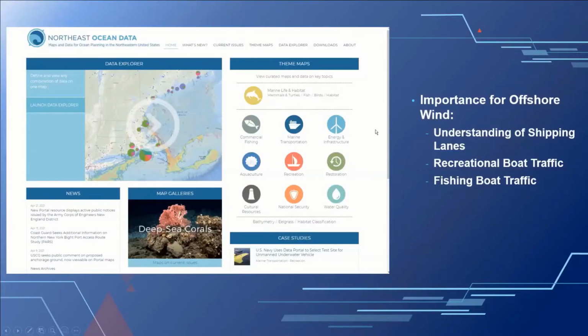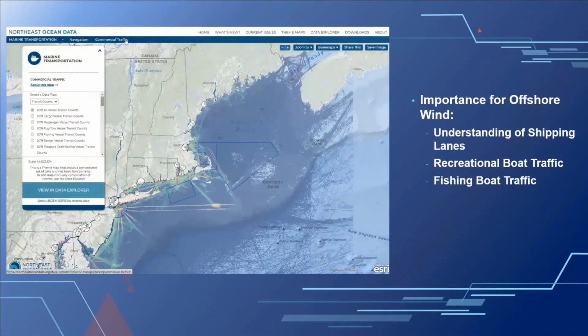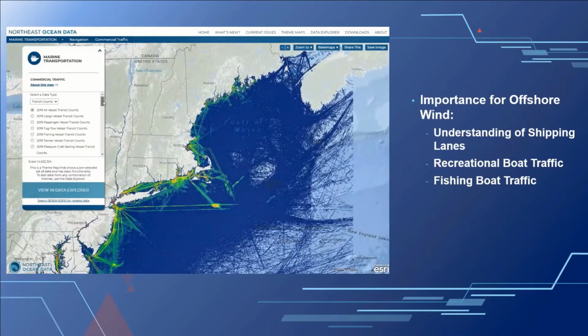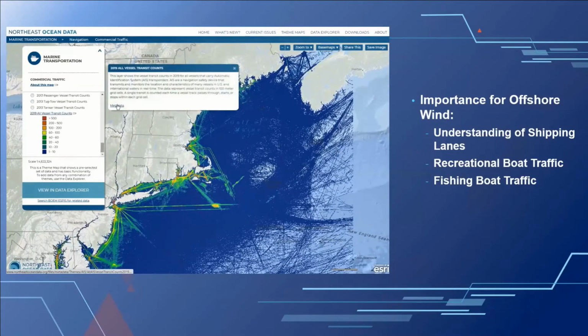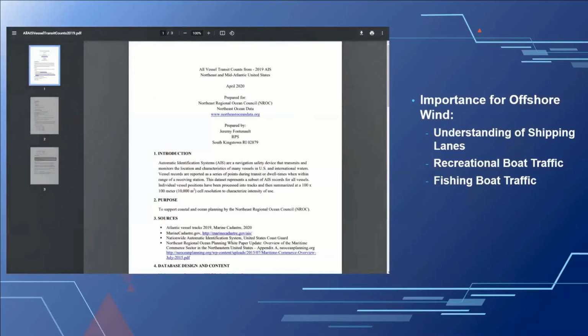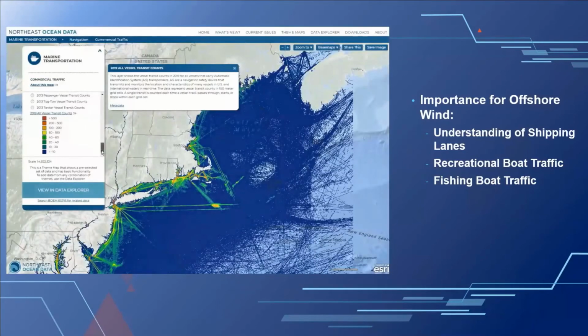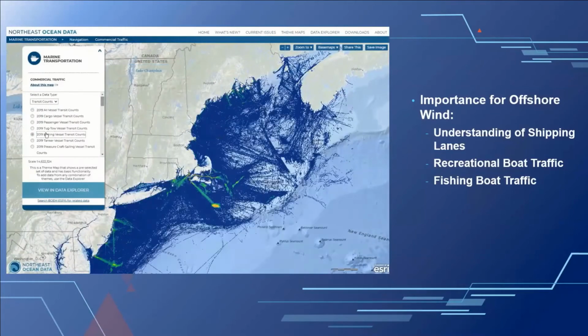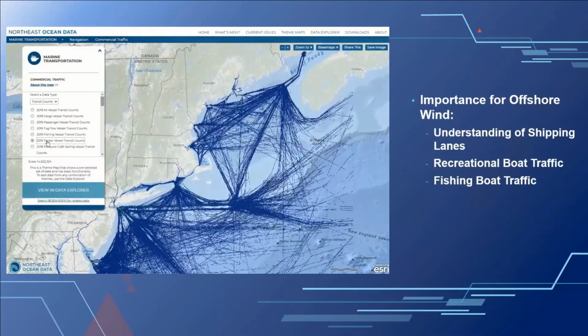I'll show an example of how to access this data on the Northeast Ocean Data Portal. You can select the marine transportation theme and the commercial traffic subtheme. By scrolling down in the table of contents, you can select the data layer to gain access to the metadata documentation and layer information. Scrolling up, you can see we have data for a number of years, as well as vessel types, from fishing vessels to tanker vessels.